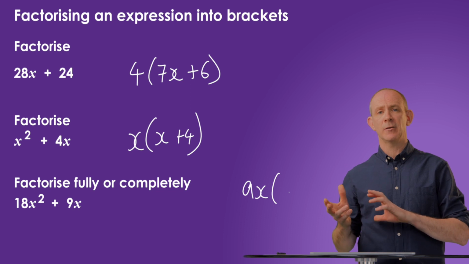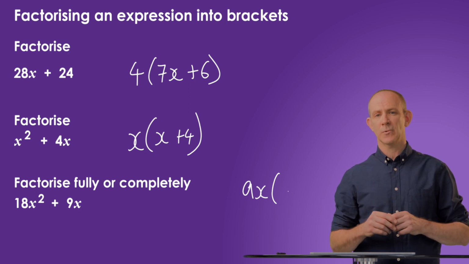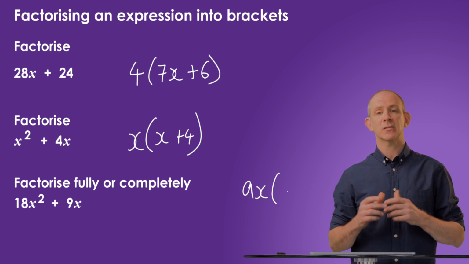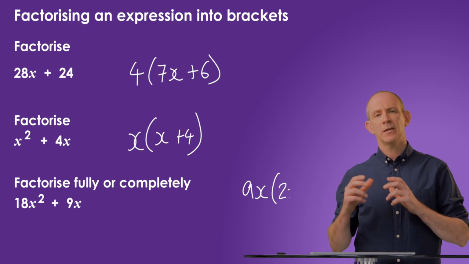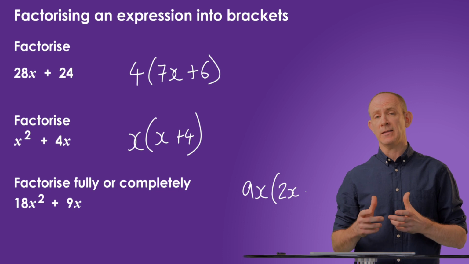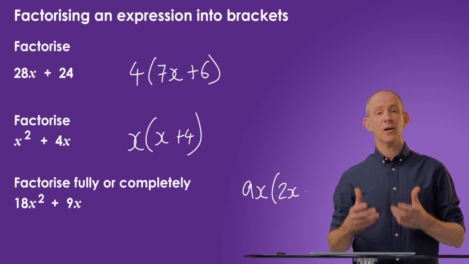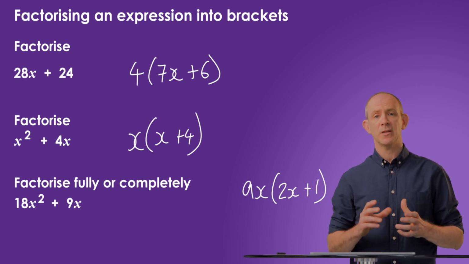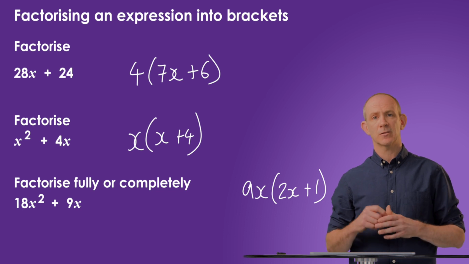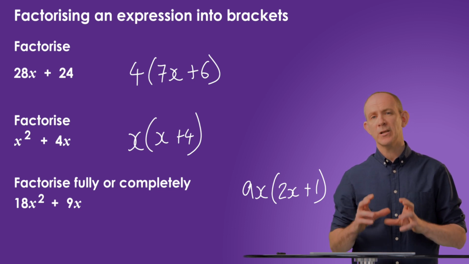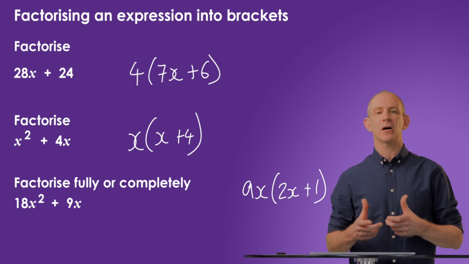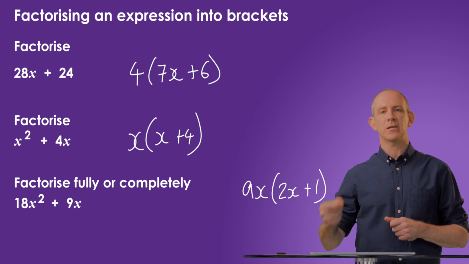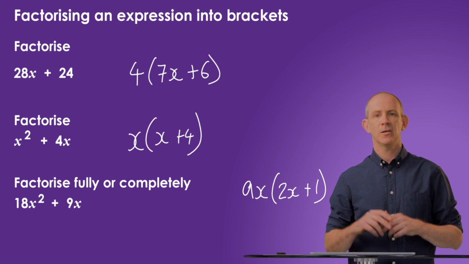What are we going to multiply by that to get 18x squared? Well, we're going to multiply the 9 by 2, and we're going to multiply the x by x to get x squared. So inside the brackets, we've got 2x. Now, what are we going to multiply by 9x to get 9x? And the answer is quite simple. It's 1. So we'll put plus 1 inside the brackets as well. So you end up with 9x brackets 2x plus 1 close brackets. It's really important, even though 9x is the highest common factor, but it's also the term, there has to be a term inside the brackets to create that 9x in the original expression. So that's the answer for this one.